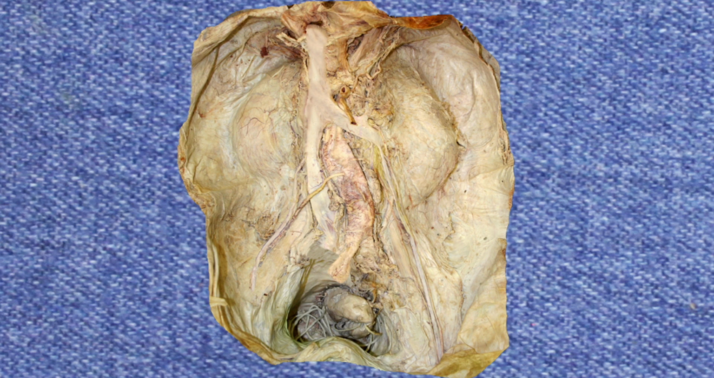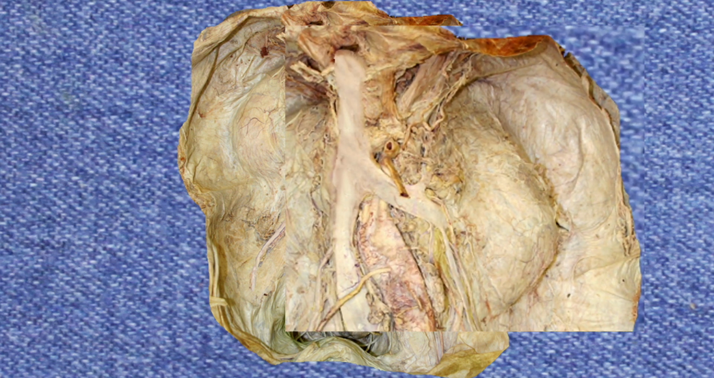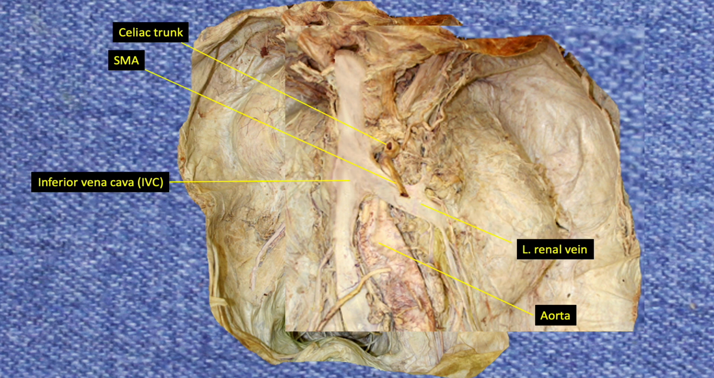Let's again examine the general arterial blood supply associated with the area of the left kidney. And now zoom in specifically to the region of the left renal vein. Let's now label the relevant actors. We see the IVC, the left renal vein, the celiac trunk, and the superior mesenteric artery, the SMA.